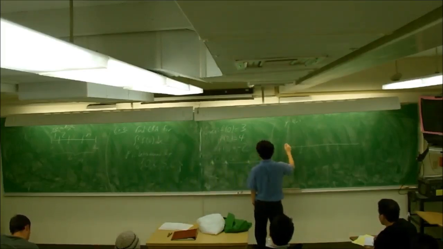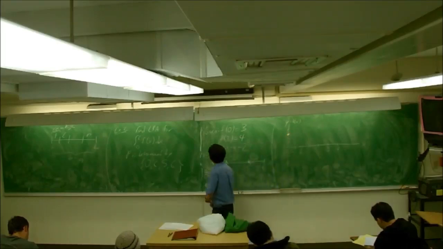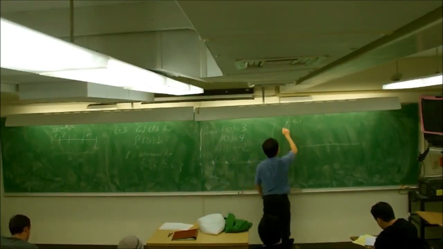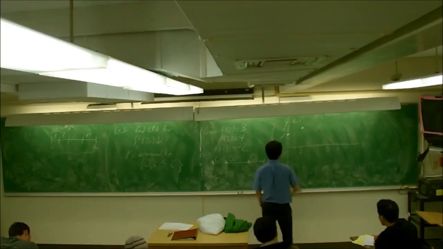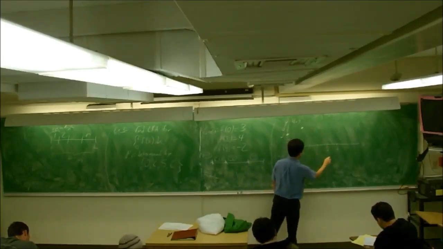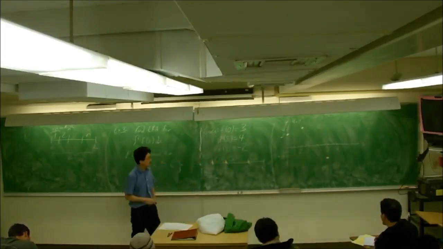So 1, 2, 3, 4. So 0, 3. f of 0 equals 3. f of 2 equals 4. What does that tell me? 2, 4 lies on the graph. f of 5 equals negative 2. Over here, negative 2. 5, negative 2 lies on the graph. So we're given very limited information here.